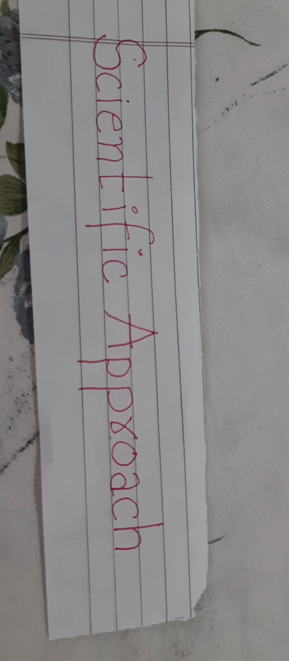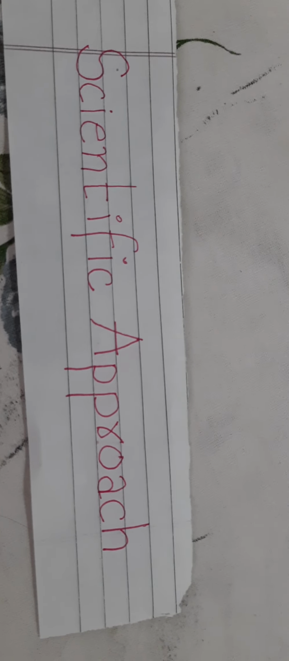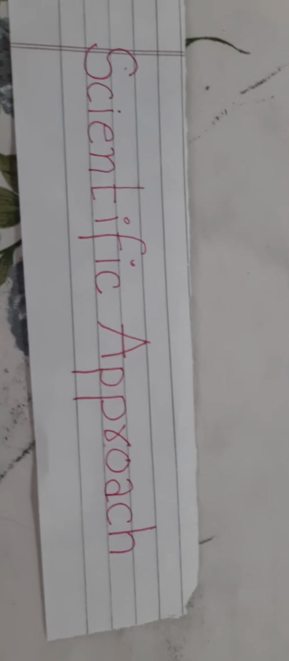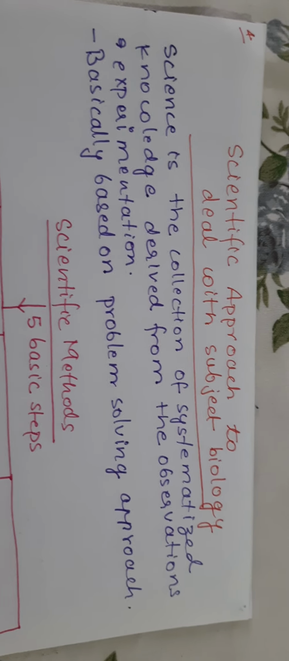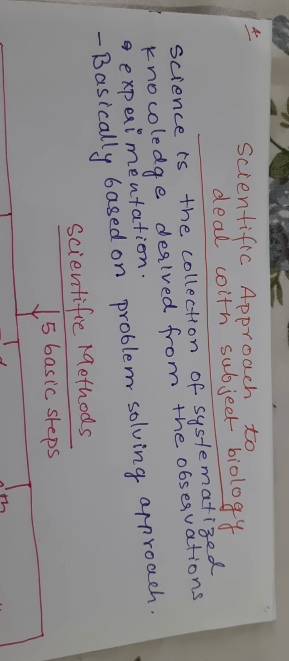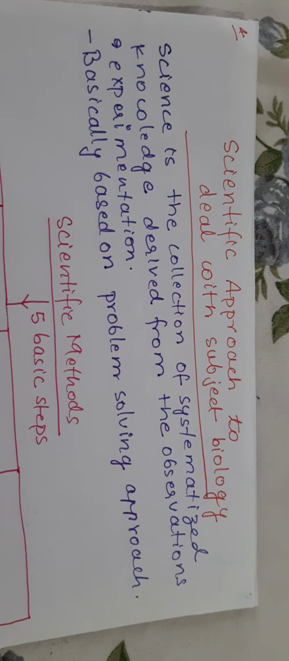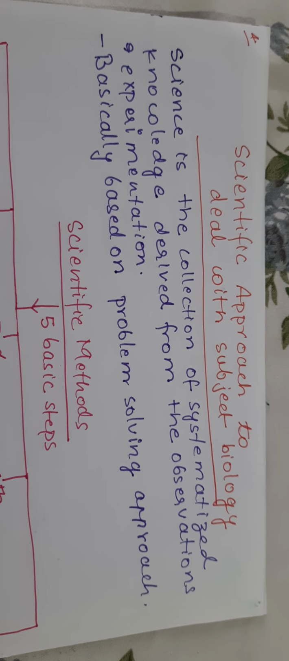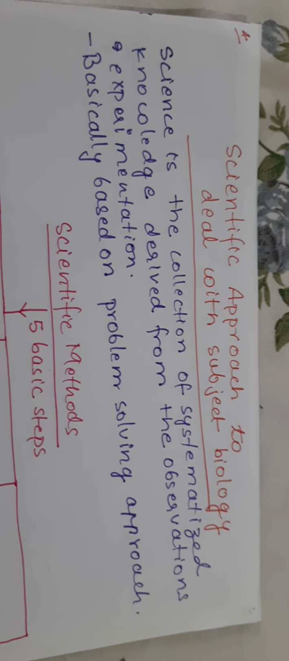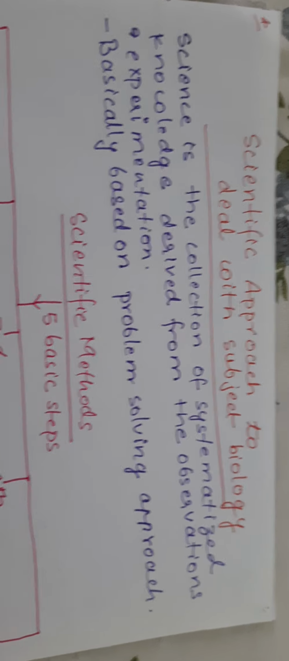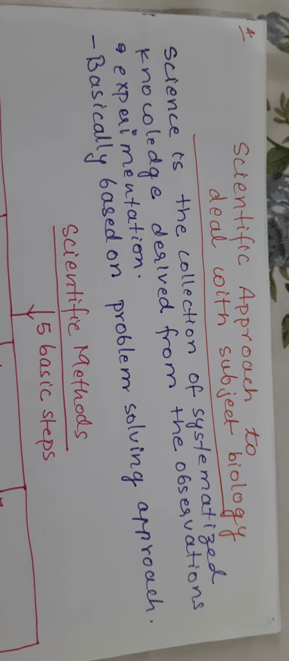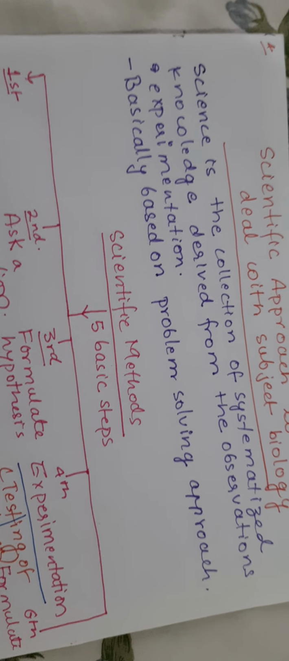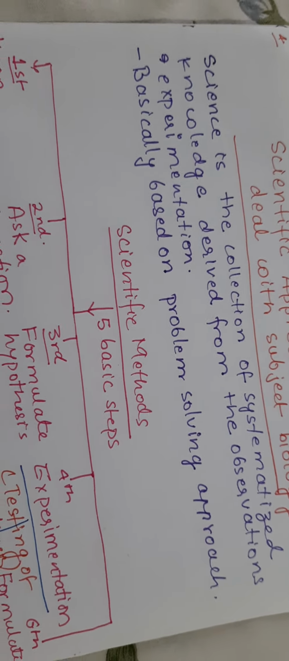Dear student, today we will discuss the scientific approach to deal with the subject biology. Actually, it is true for all kinds of sciences, but here we discuss it in contrast with biology. Science is the collection of systemized knowledge derived from observations and experimentations, basically based on the problem solving approach. Problem solving approach means you have a problem and then you are looking for the solution in different ways.